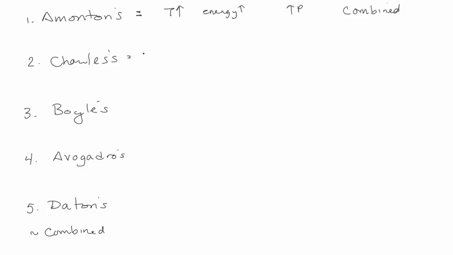Charles' law states, if the temperature increases and P is constant, then the volume will also increase. So we have a proportional relationship, and we show that with V1 over T1 equals V2 over T2. Now, I'm going to work some problem examples here in a minute, but this is the relationship you need to remember.